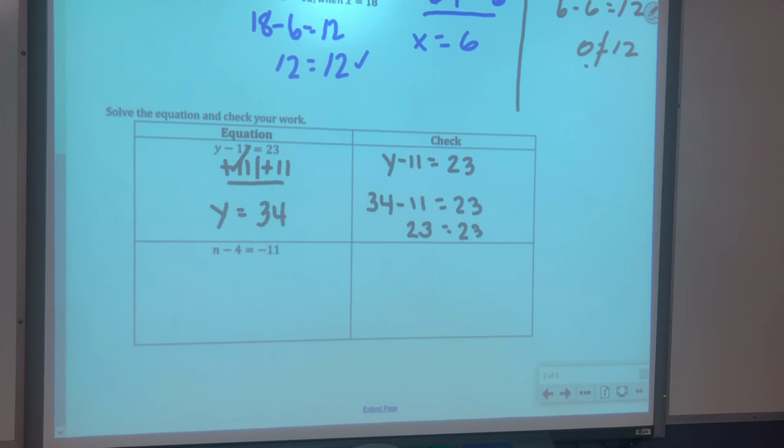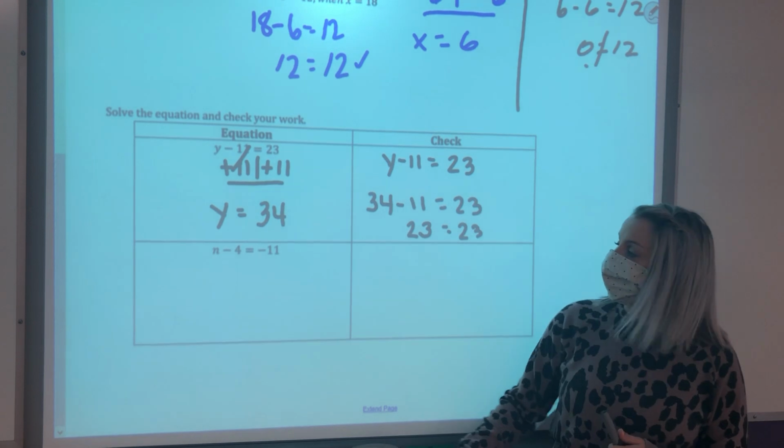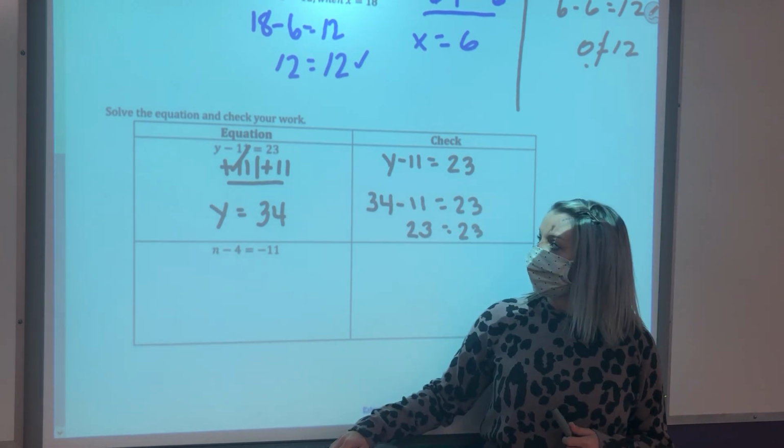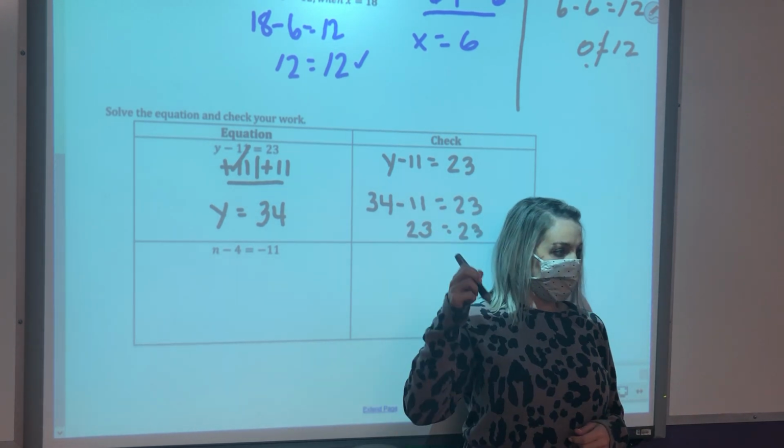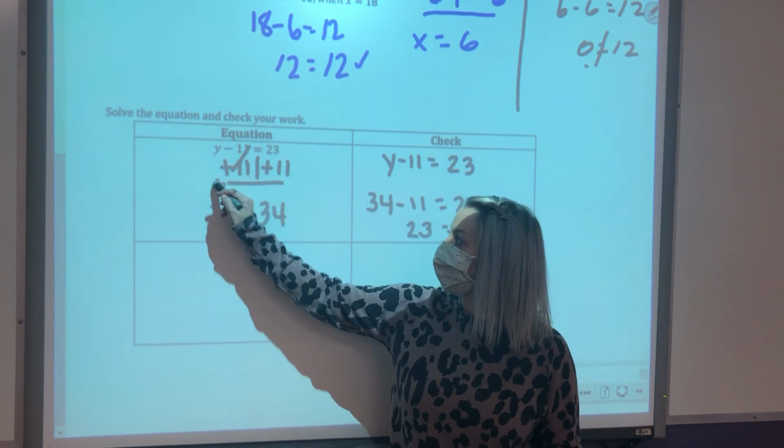Brody: So where the 11 is on the original problem, will it always be crossed out? You should always cross that out, because that should always equal 0.